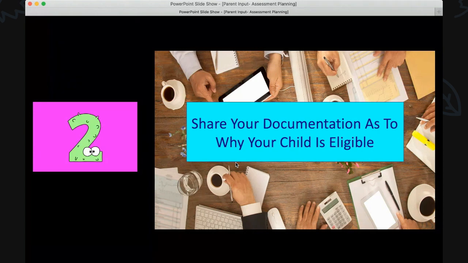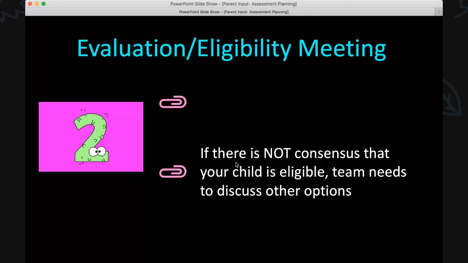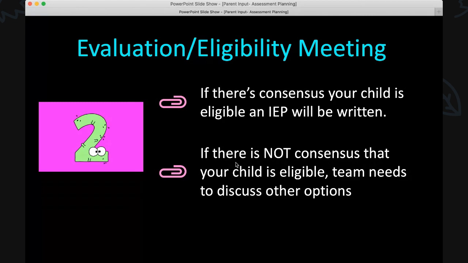Again, you want to share the information that you've gathered and be able to show why your child qualifies for special education. Let's see here. If there's a consensus, then, like I said, the IEP would be written. If there's not a consensus, then the team would either have to continue the conversation.